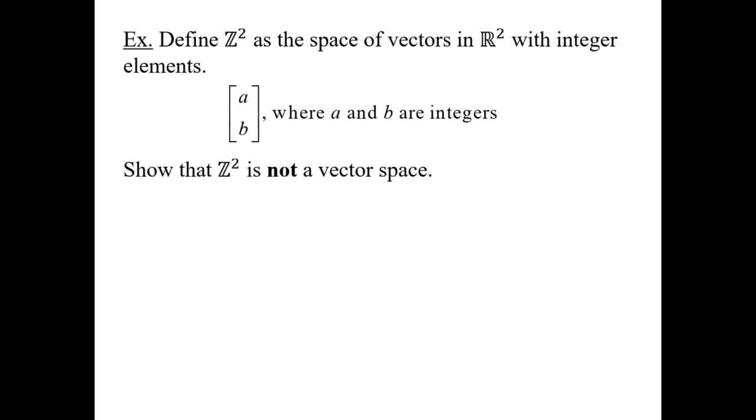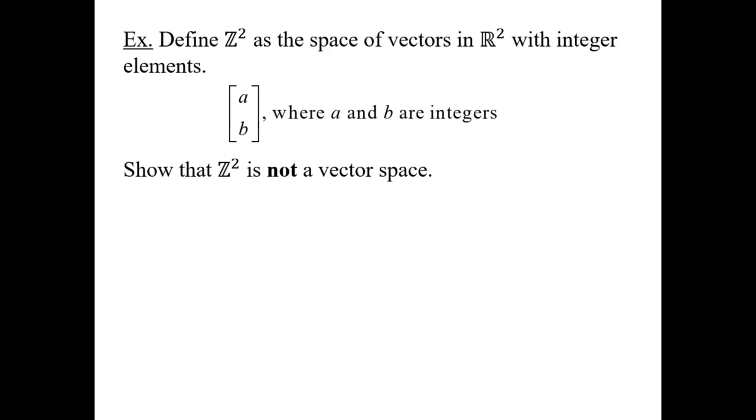Now, how about this one? Let's define Z squared as the space of vectors in R squared with integer elements. So we already know R squared is a vector space. We've been working with it since we started here, but I'm defining Z squared as only integers. Okay, so a and b can only be positive whole numbers or negative whole numbers. We want to show that Z squared is not a vector space.